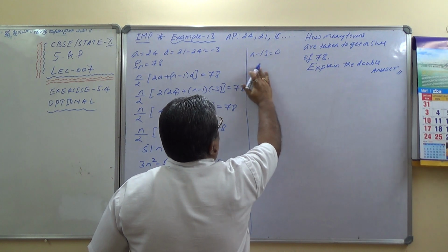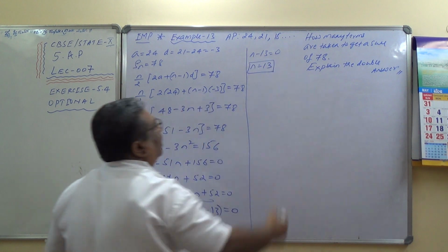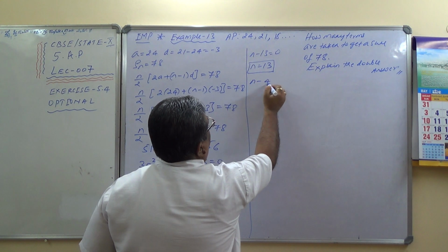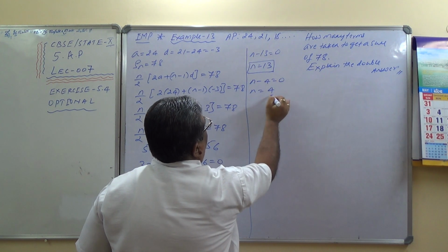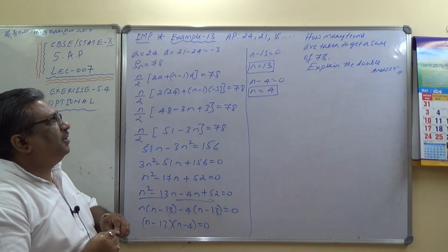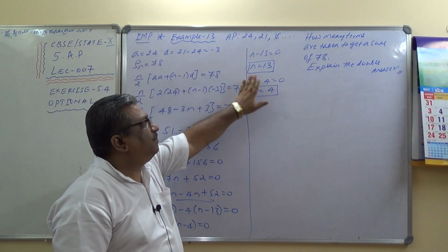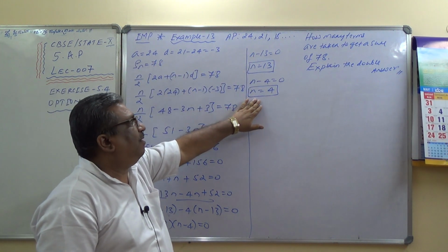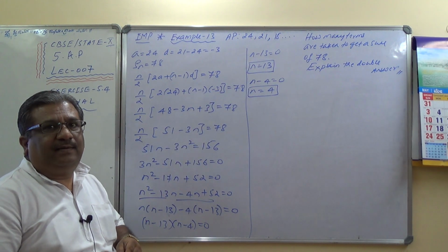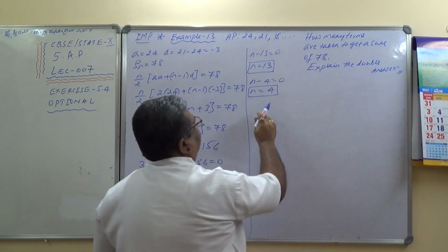I hope you are able to understand. n equals 13. Also n minus 4 equals 0, n equals 4. Both are natural numbers and both are valid numbers. The sum of 13 terms is also 78. The sum of 4 terms is also 78. How do you explain this one? So, therefore, very important, you can read the textbook also, very nicely it is written.